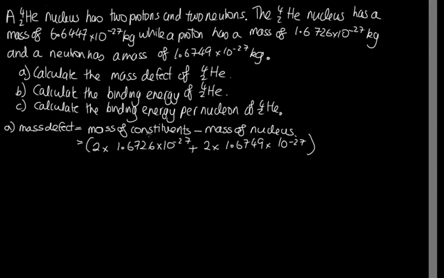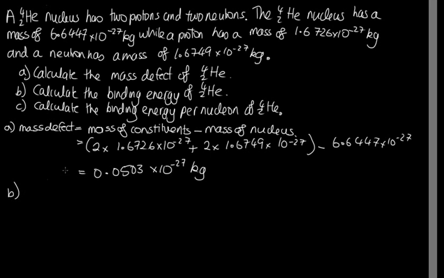So this part is the mass of the constituents, and now we have to subtract off the mass of the nucleus. We're told the mass of the nucleus here, so this is 6.6447 times 10 to the minus 27, and everything there is in kilograms. Solving this on the calculator, we get 0.0503 times 10 to the minus 27 kilograms is what's lost. That's the difference between the mass of the protons and the neutrons and the mass of the nucleus. This is going to be lost in the form of energy. But this here is called the mass defect.